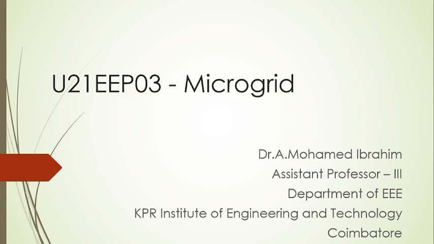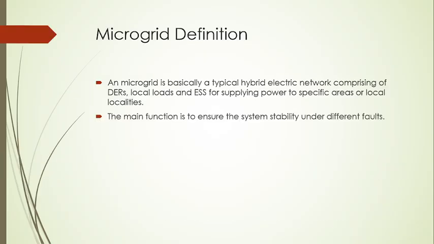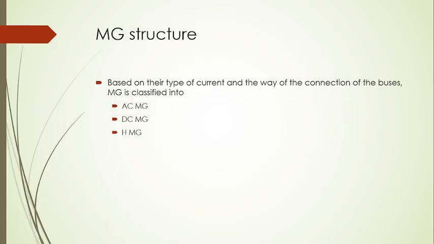Hi. So today we are going to discuss what is called a microgrid. A microgrid is basically a typical hybrid electric network which comprises distributed energy resources, local loads, and energy storage systems for supplying power to specific areas or localities. The main function is to ensure system stability under different fault conditions. So the microgrid plays a vital role.